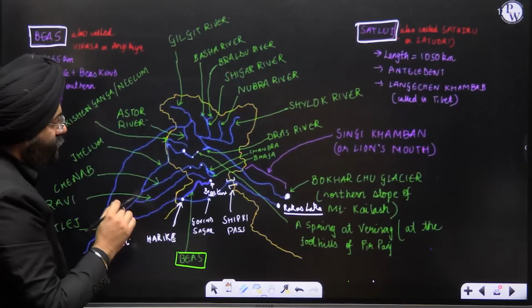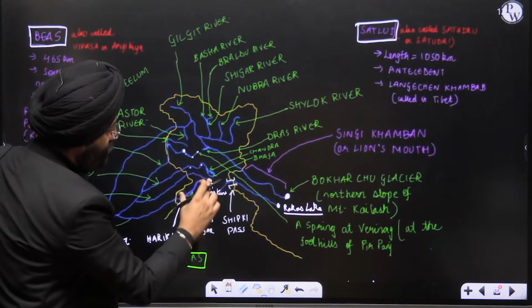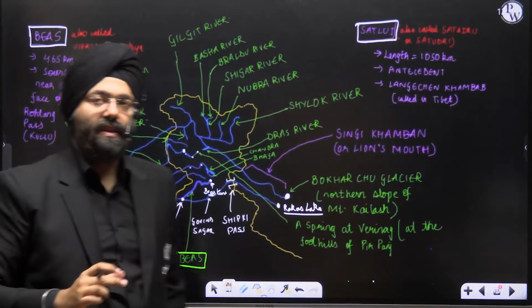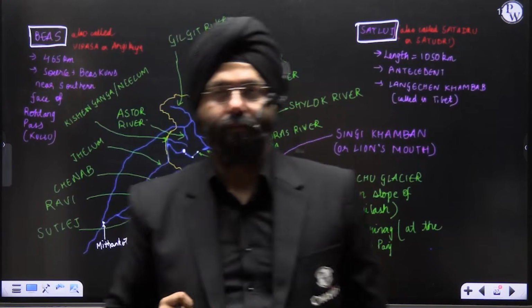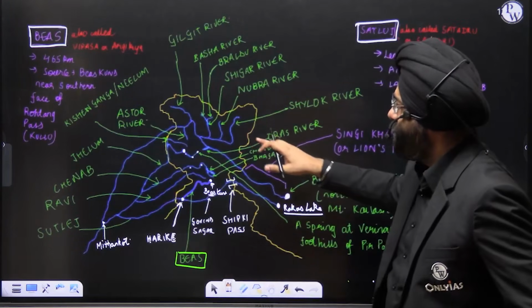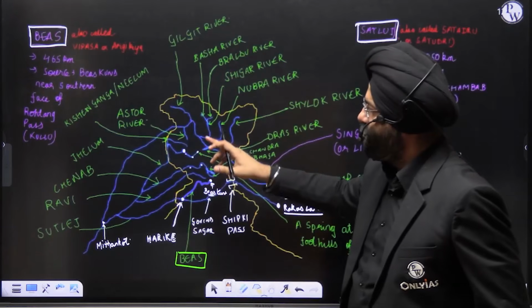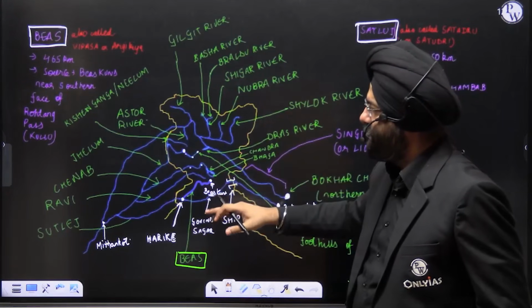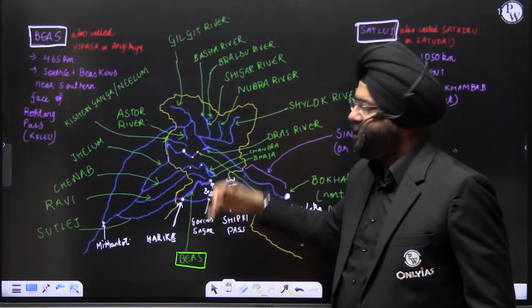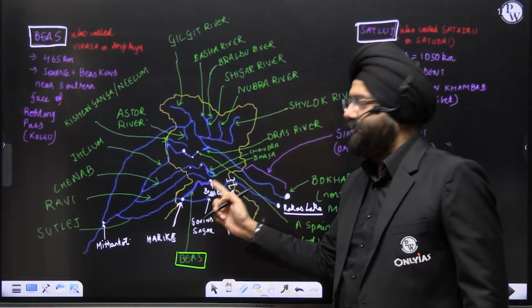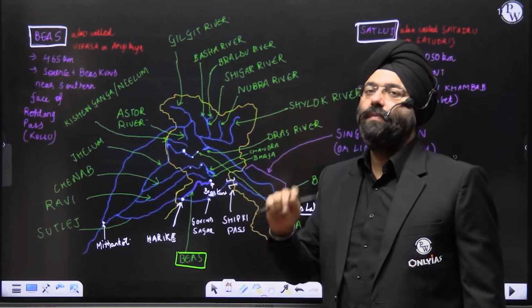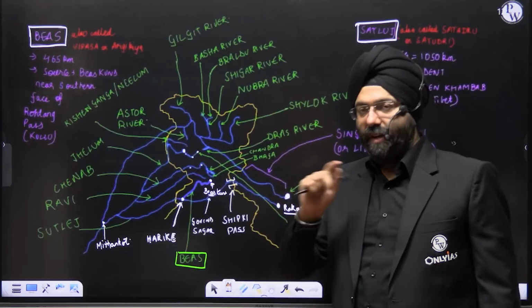Do you analyze one thing? Out of all these rivers, Beas is the only river which is completely in India. All the other rivers which you realize with respect to Indus, Jhelum, Chenab, Ravi, Satluj, these are also present in Pakistan. Only Beas is the one that is present in India. This can again be a statement in your prelims.